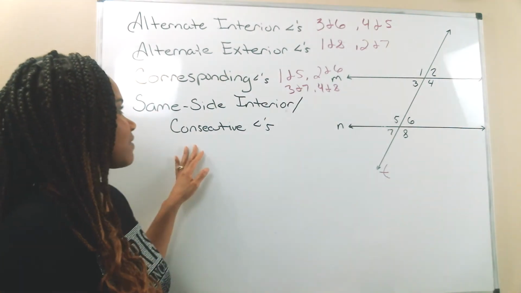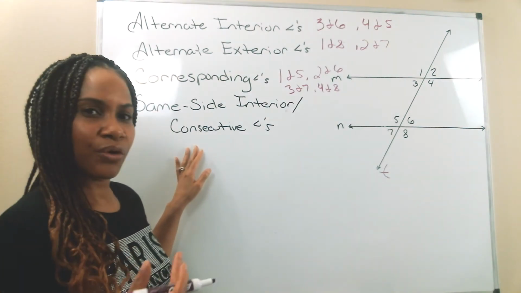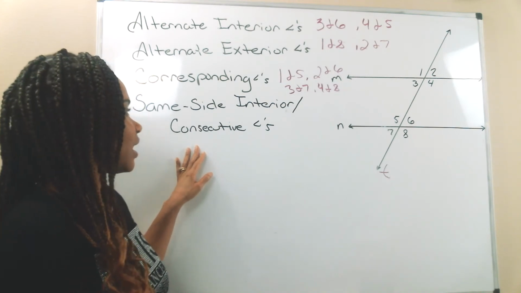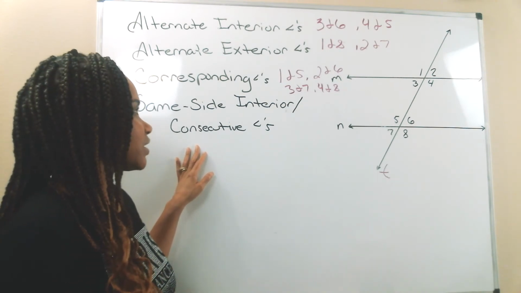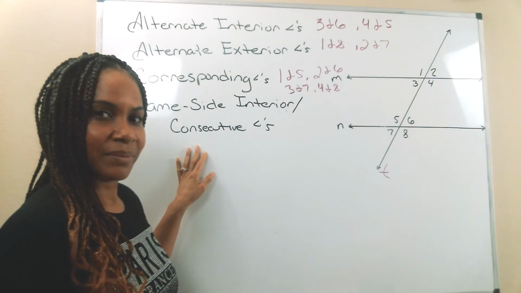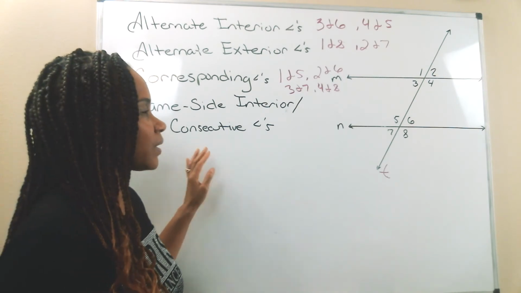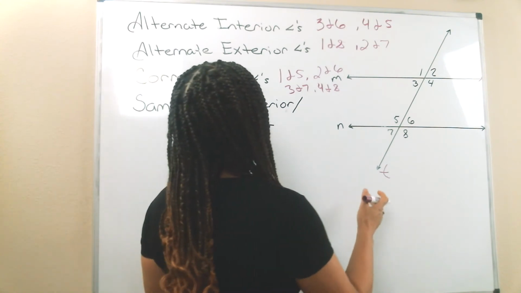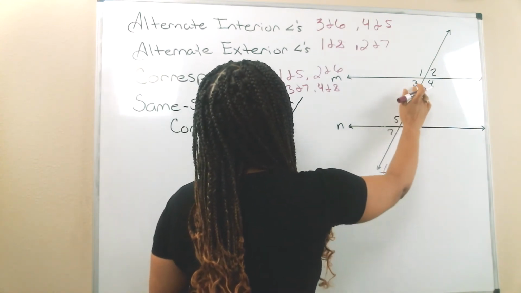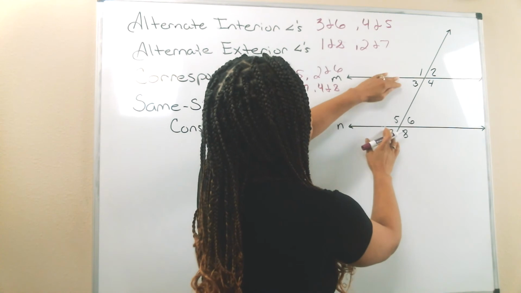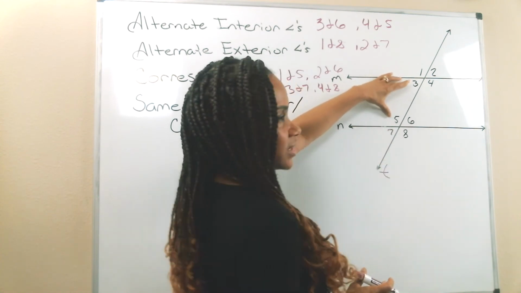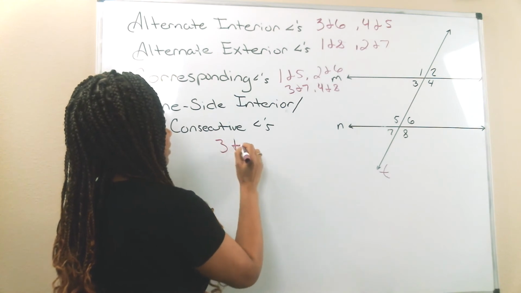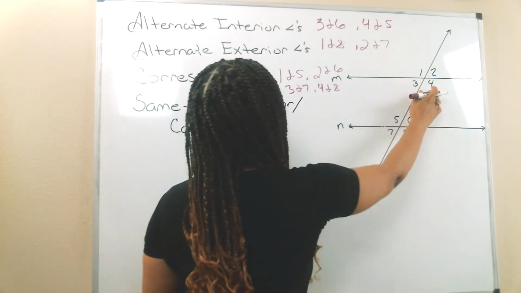And last, we have same side interior, or sometimes you may hear the expression consecutive. So same side interior or consecutive interior angles are another pair. And so consecutive, they're on the same side. Interior, so on the inside of our lines here, and they're on the same side. So angles 3 and 5, and angles 4 and 6.